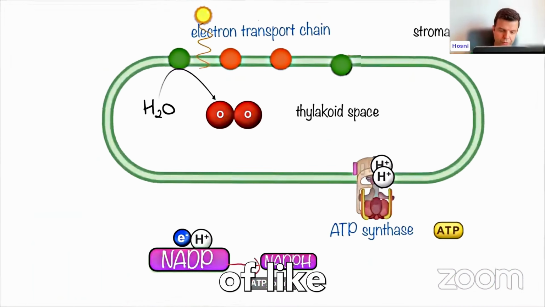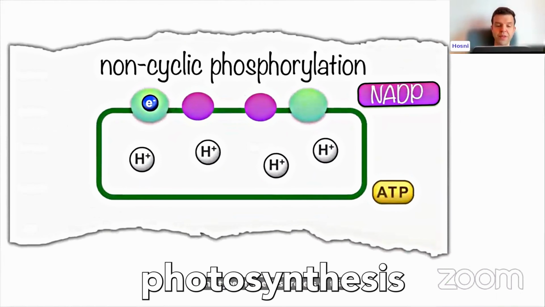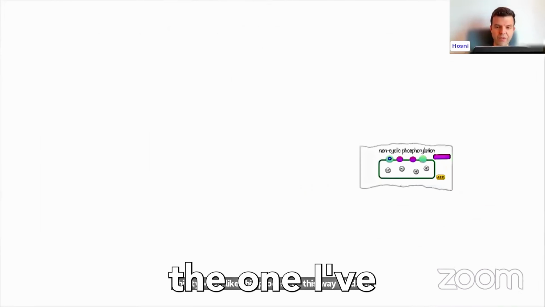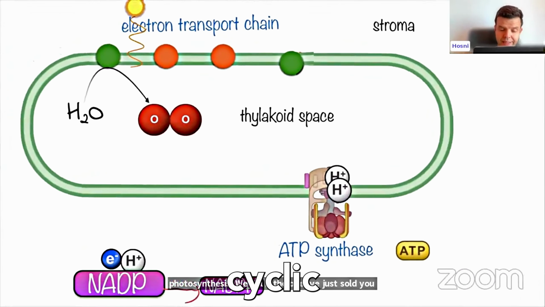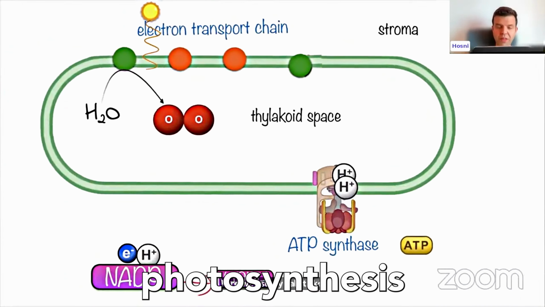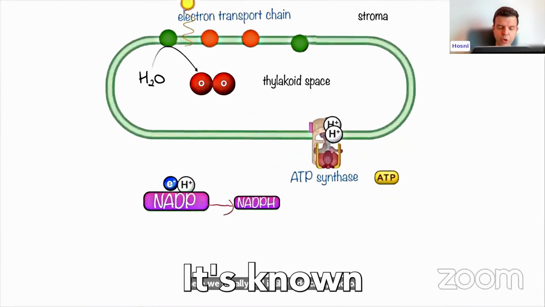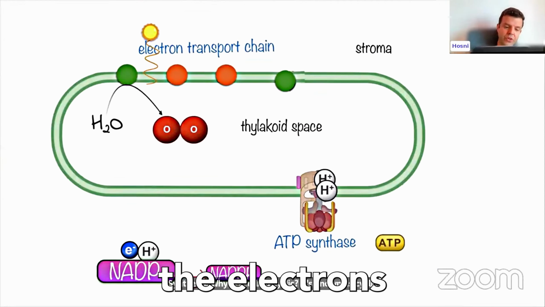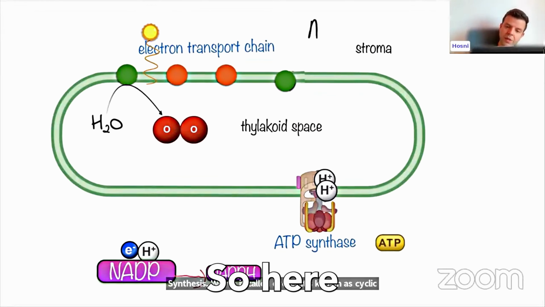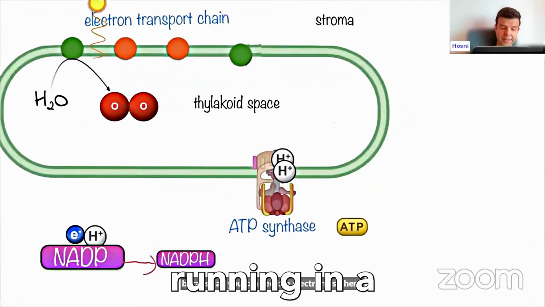This way of doing photosynthesis, the one I've just showed you here, we usually call cyclic photosynthesis. Why is it called cyclic? It's known as cyclic because, as you can see, the electrons here are running in a circle.